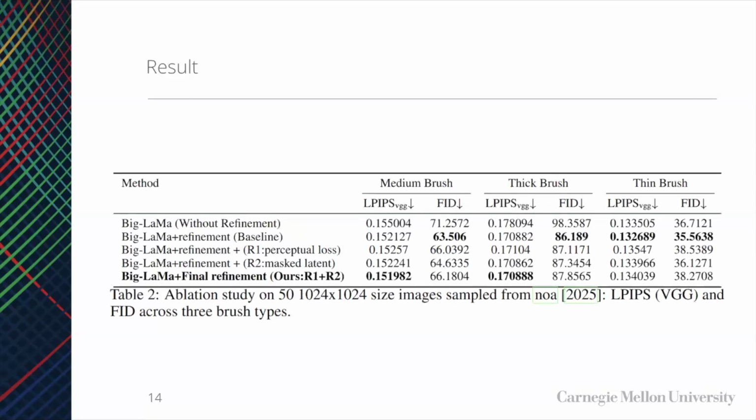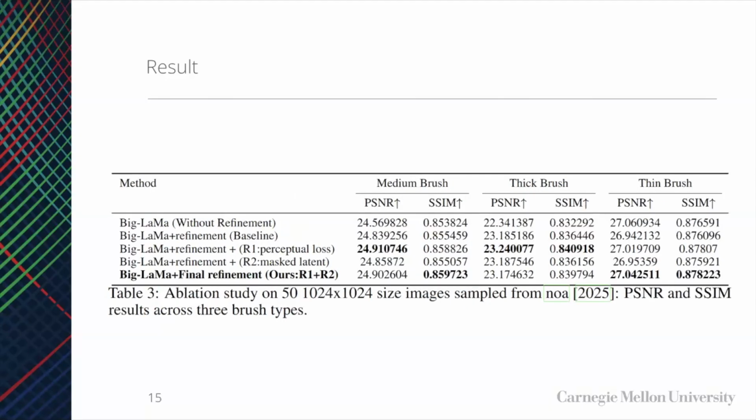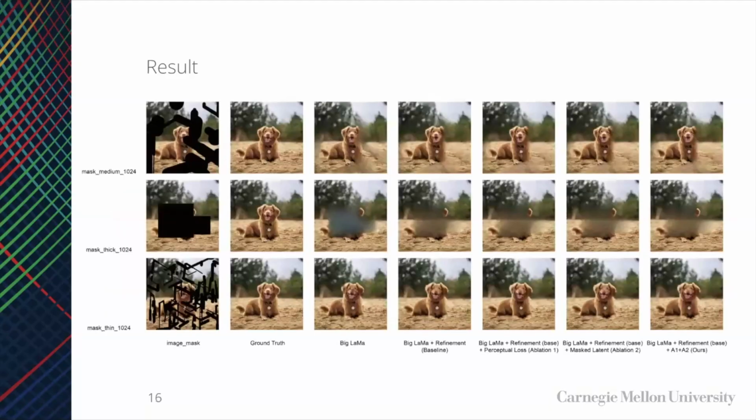So here are the results. In this chart, we see the performances with respect to LPIPS and FID. Our proposed refinement model performs better than baseline refinements in LPIPS on medium brush and thick brush masks. We also use PSNR and SSIM to evaluate the performance of our model. Our model with only perceptual loss performed the best on both metrics in thick brush and PSNR in medium brush. Our model with both R1 and R2 performed the best on both metrics in thin brush and SSIM in medium brush.